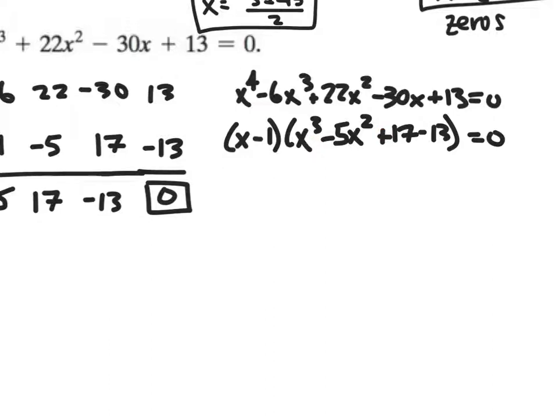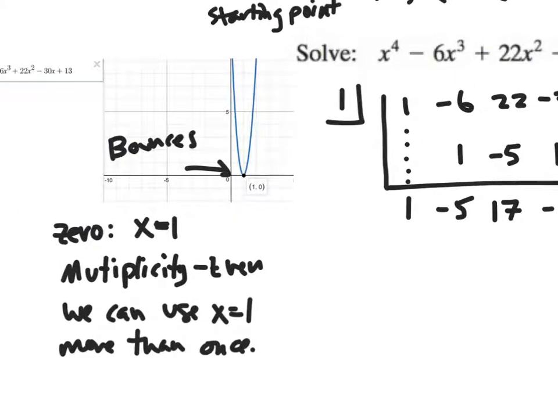So now, remember what I had. Remember how this graph only crossed at 1, okay? It didn't cross at any other point. So I want to use x equals 1 again because of the multiplicity, okay? Because it bounced off at 1, that means that I have another factor of 1, okay? So let's do this again.